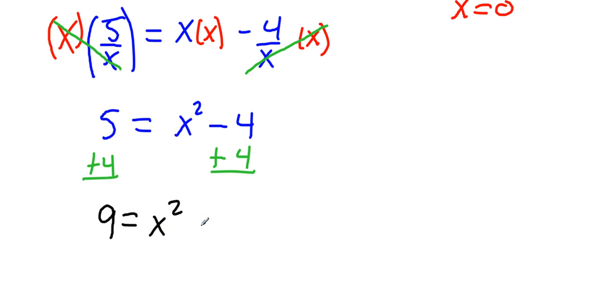Okay, so we've got 9 equals x squared. Now, here's the catch with this one. We're solving an equation that's x squared, right? How many answers do we have to have? Got to have 2.